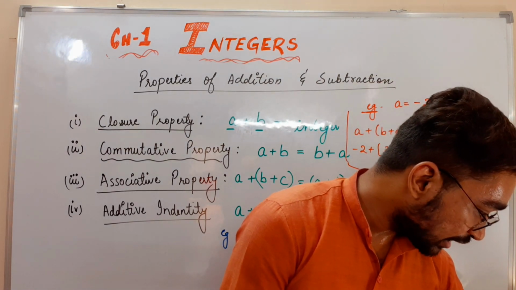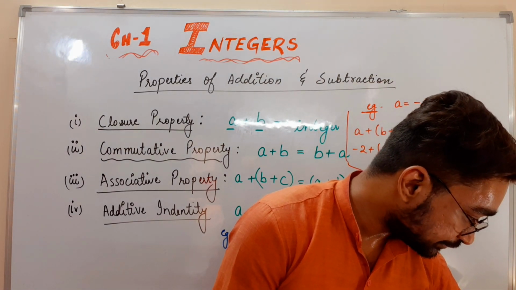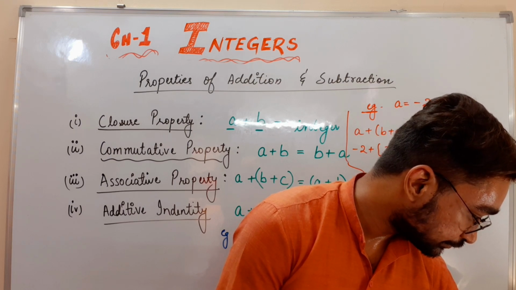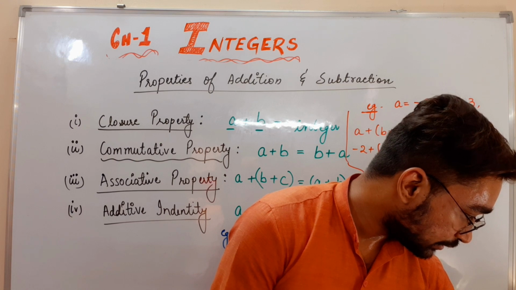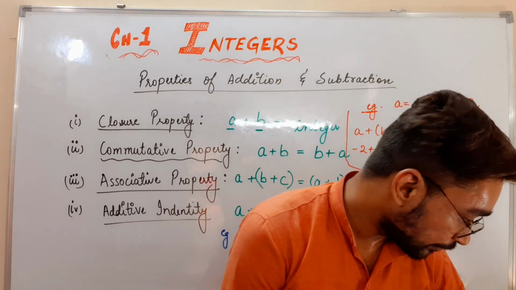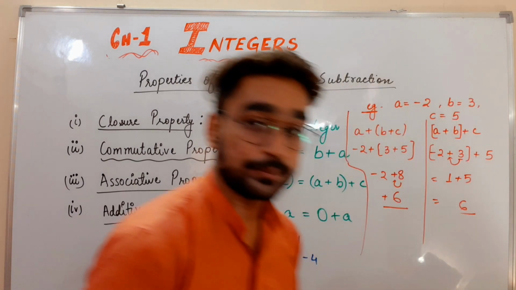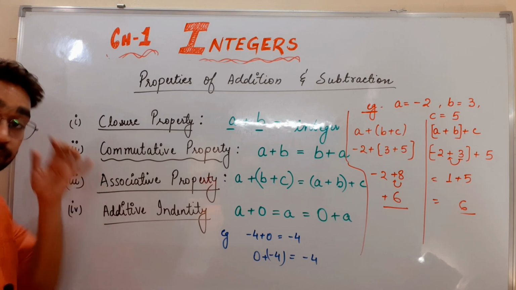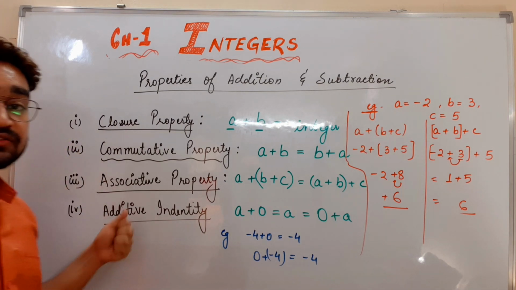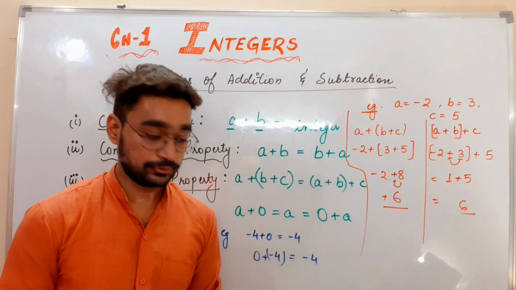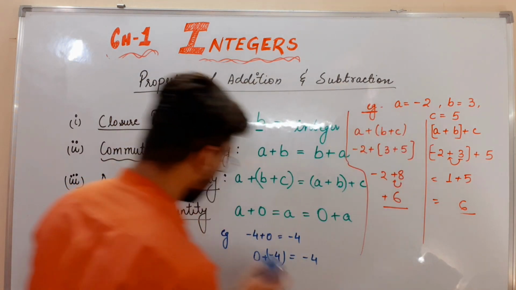Let me check, do we have any property left? Commutative, additive identity. Good. So these four properties you have seen in the case of addition. Now let's check which of these properties are applicable in the case of subtraction also, and how these properties work in the case of subtraction.